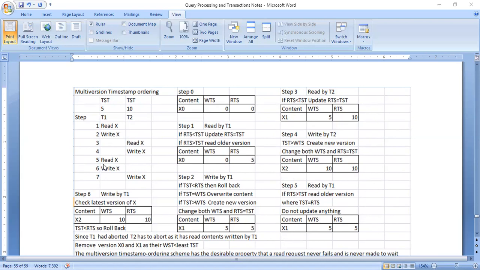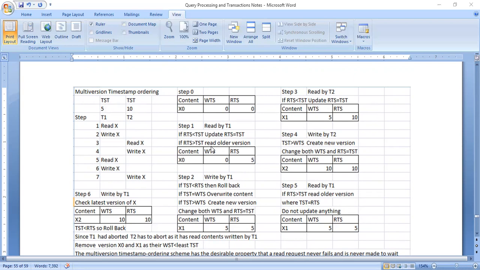Now the next instruction is a read instruction by transaction T1, and whenever there is a read instruction, we have these two rules, but this time the RTS is greater than TS. RTS is 10 and the TS of the transaction which wants to execute the read is 5. So the second condition holds true.